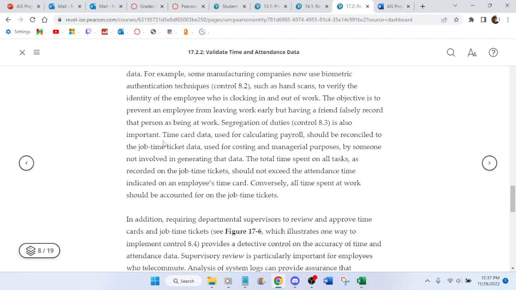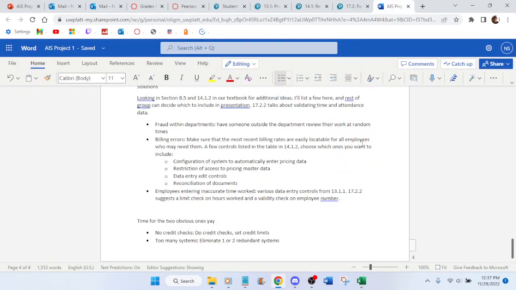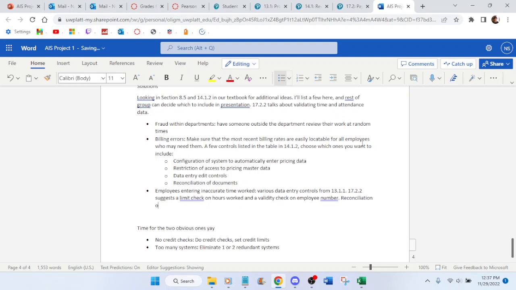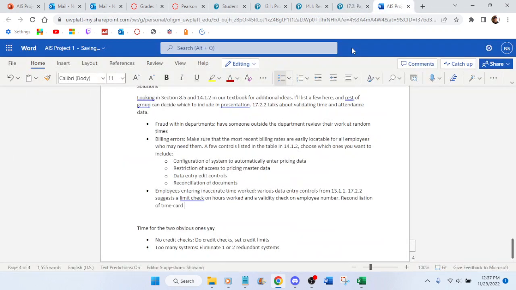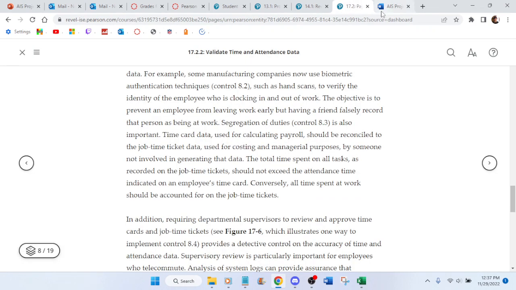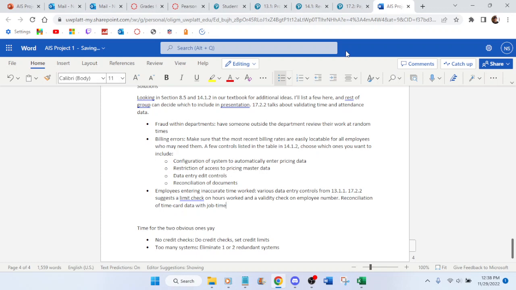Reconciliation of time card data with the job time ticket data. Of time card data. Job time data.